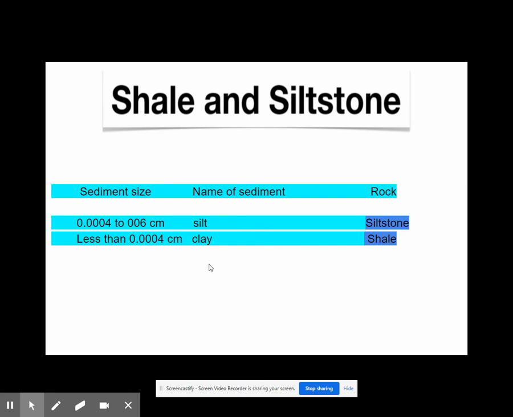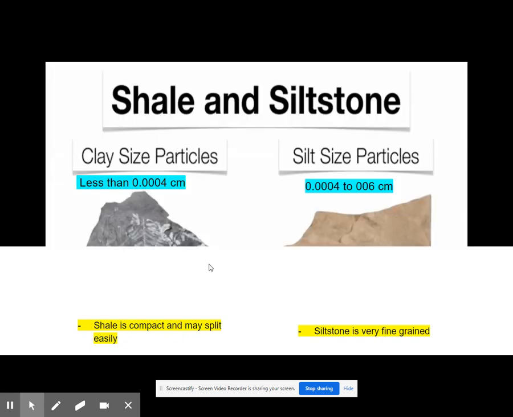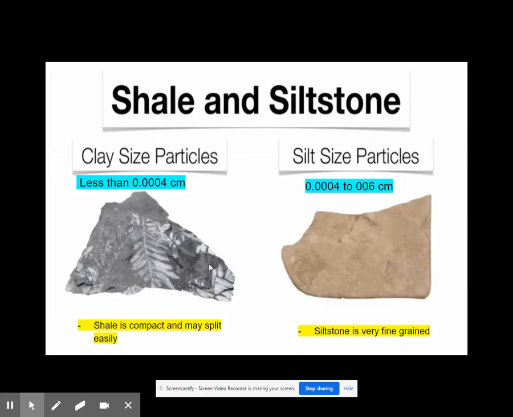And then we have shale and siltstone. Now, the particles that make up siltstone are between 0.0004 to 0.006 centimeters, and less than that is clay. And so here are our 5 clastic rocks. Now, shale is compact and may split easily. That's a real clue in identifying shale. Siltstone is very fine grained.